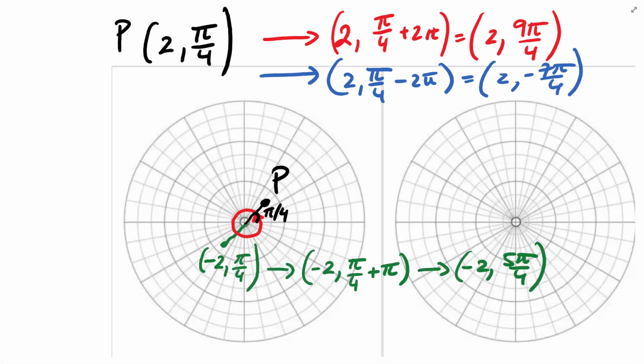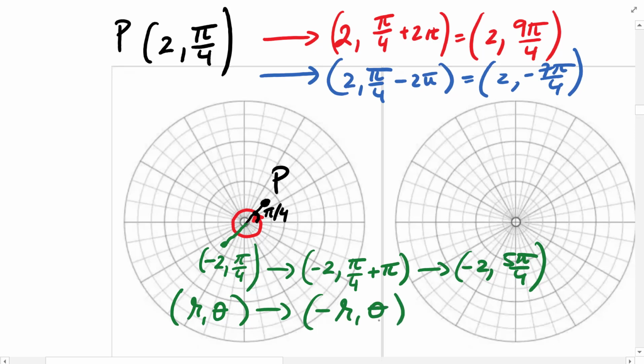Also, we know that if we have r and theta, then negative r and theta is exactly the opposite. So it's symmetric to the origin. So that means this point here, negative 2 and pi over 4, is symmetric, which makes it negative 2 and pi over 4 plus pi, because here we add a pi, getting back to the original point. So negative 2 and 5 pi over 4 is also another representation of point P.